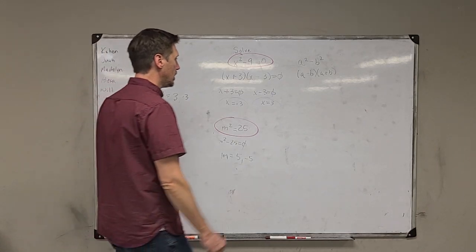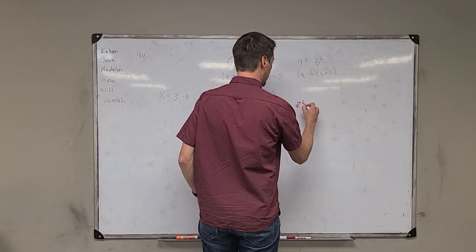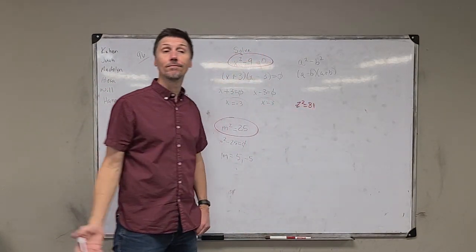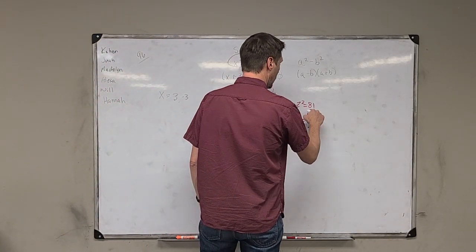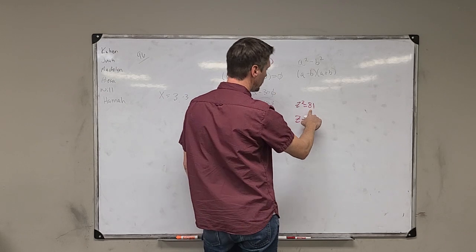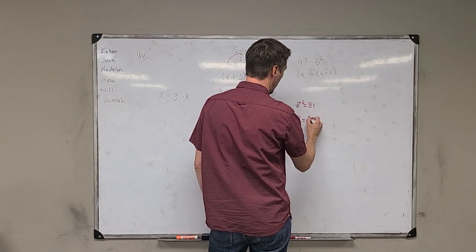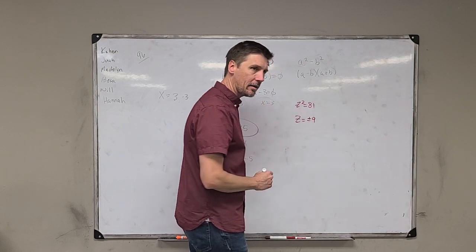So if I said z squared equals 81, you go, oh, it's two squares, right? So I know then that z is going to be equal to the positive and negative square root of this. So you could write it, sometimes you'll see it written like that, right?